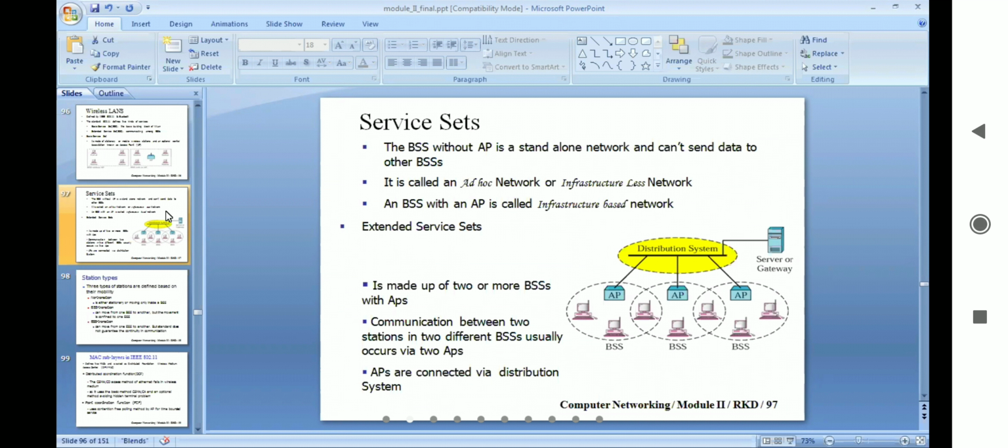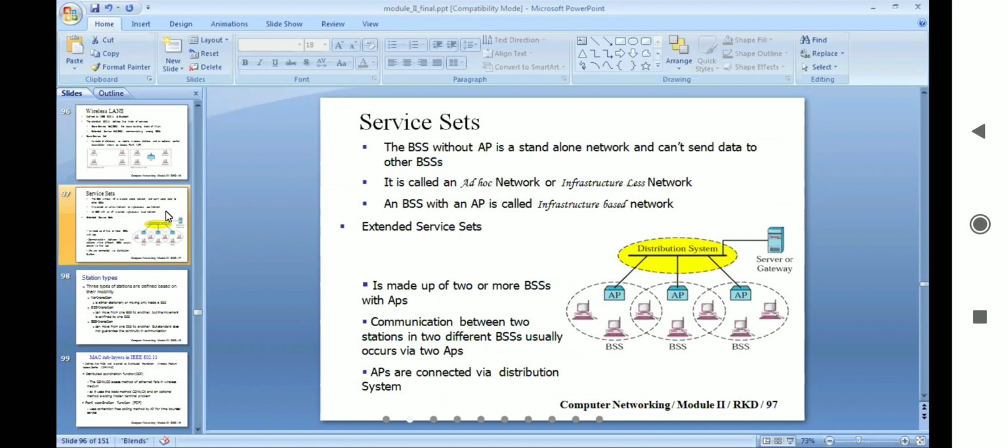And now we'll go for the extended services. That means your ESS. What is ESS? That means what I discussed within the same BSS, you can communicate, whether without access point or with access point, you can communicate in a single BSS. From one BSS to other BSS, you can communicate. That type of service is also provided by the IEEE 802.11, and that is known as extended service set.